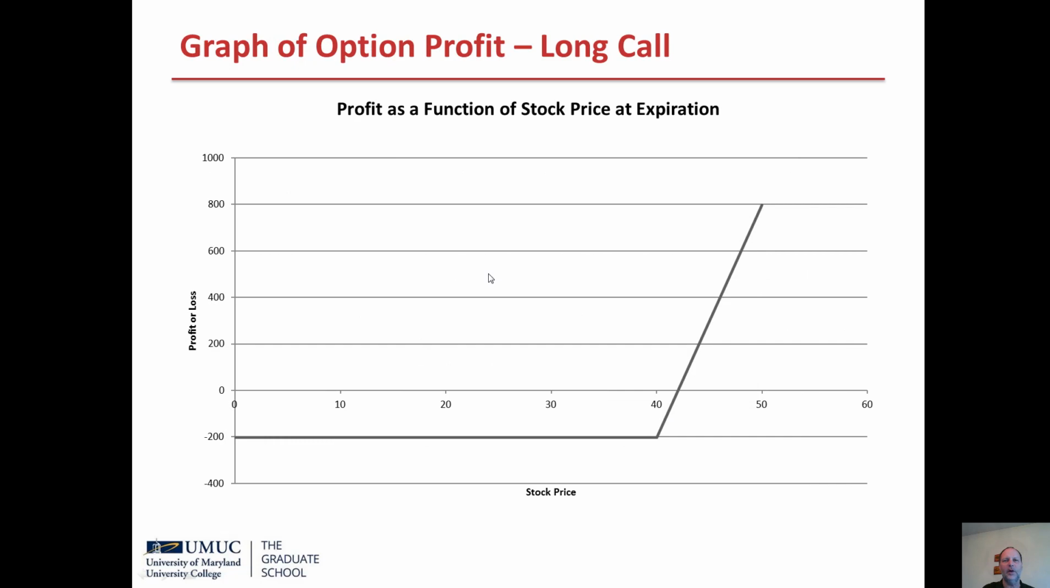The graph of the payoff for a long call option looks like this. It's nonlinear. Again, if the stock closes below the strike price, in this case 40, and you buy the call, you lose all of the money you invest, in this case $200. If the stock price goes up above the call, and it's above the strike price plus the call premium, then you make money, potentially an infinite amount of money.